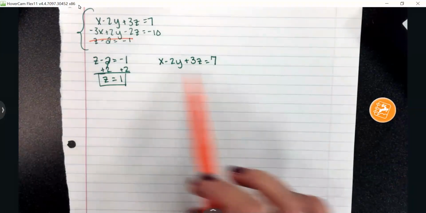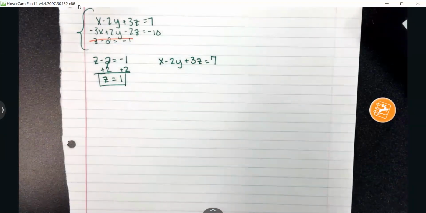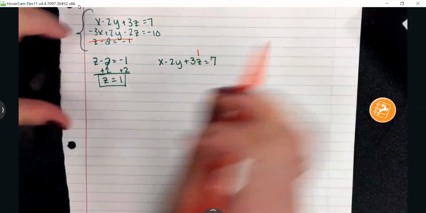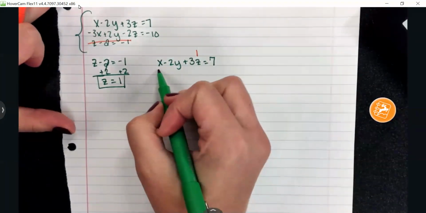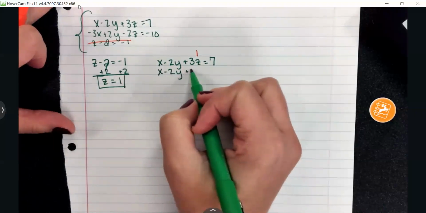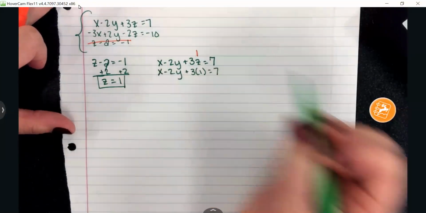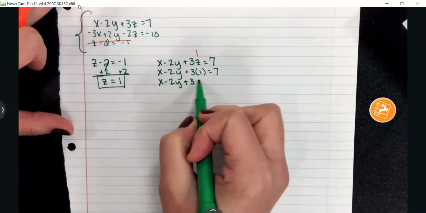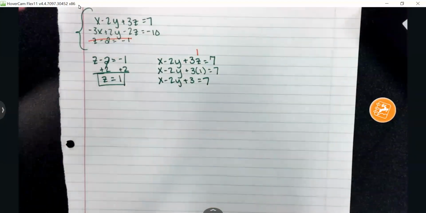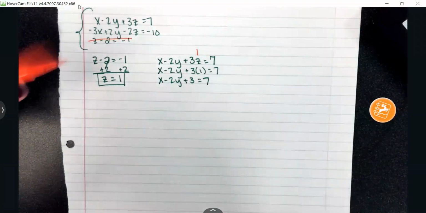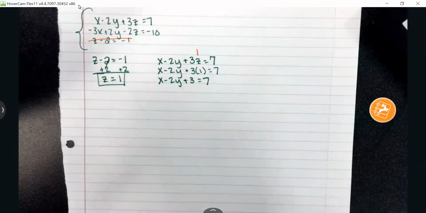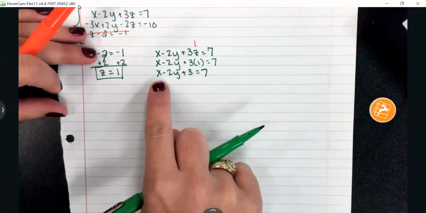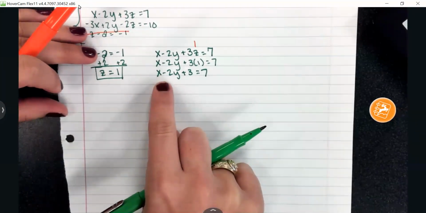Rosabella, what can I plug into this equation right away? You can make Z a 1. I can make Z a 1. Very good. So X minus 2Y plus 3 times 1 equals 7. X minus 2Y plus 3 equals 7. Jordan, what letter am I going to solve for? I want to solve for X. Very good, because it's already by itself.